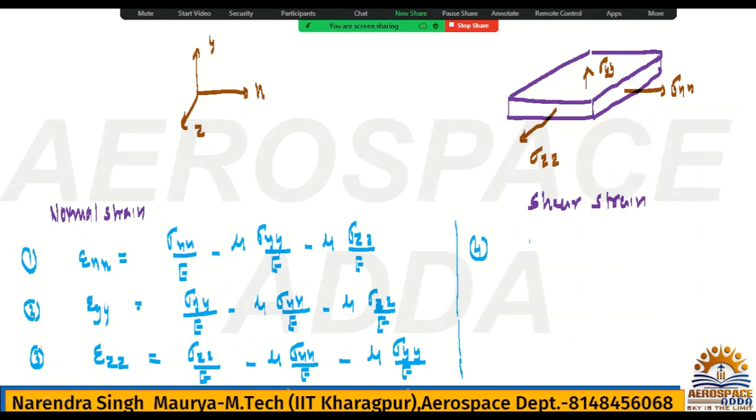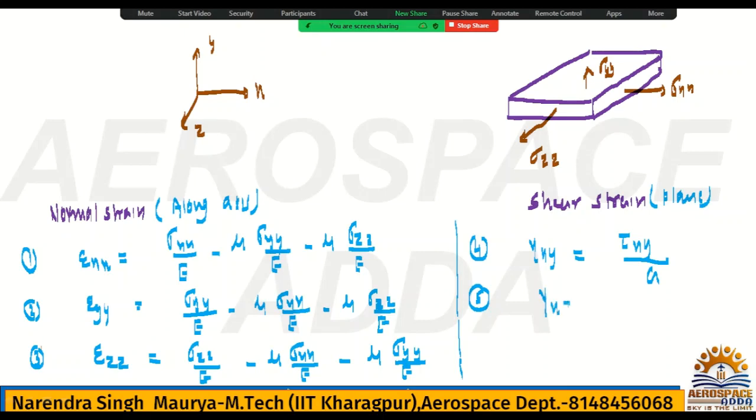Now the shear strains and shear stresses: gamma xy on the xy plane. Normal strain is always along x, y, z axes, while shear strain is always for a plane. So if you relate with respect to stress, gamma xy is tau xy, the shear stress, divided by the modulus of rigidity, capital G. That is number 4. Now the next plane is the xz plane, so gamma xz is the shear stress on xz plane, tau xz, divided by modulus of rigidity G. Number 6. The next plane we have is gamma yz, so the shear stress on yz plane divided by modulus of rigidity.